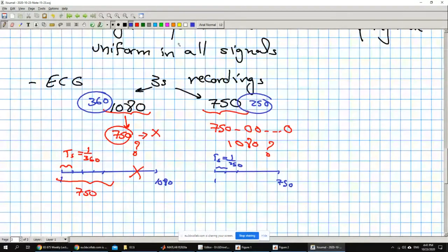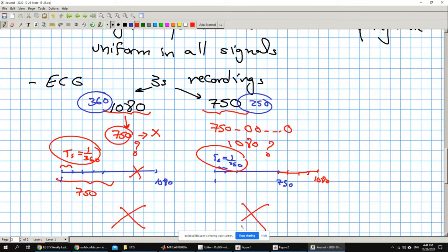Same thing if we came here and padded this with zeros to 1080. The samples that I'm going to have afterwards will have a very different TS from TS here. So both of these solutions do not work. You have to find another solution.